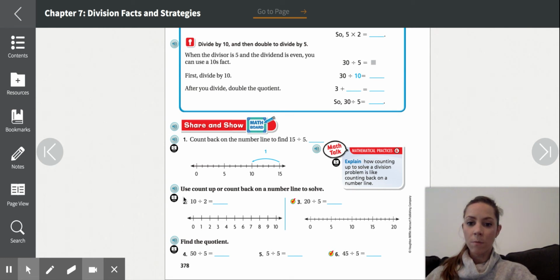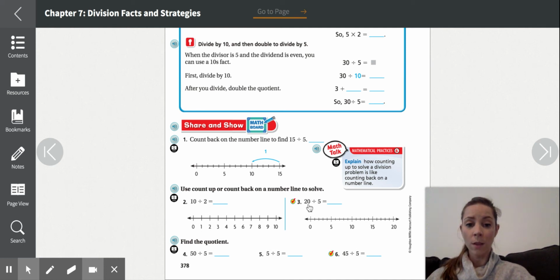All right. The next set of directions says use count up or count back on a number line to solve. So remember we said you could start with 0 and go forward and get to your total 10, or you could start with the 10 and go backwards. This 2 is telling you how many in each. Otherwise, you wouldn't know how many to put inside of the groups if you made this 2 the number of groups or the number of jumps. I know I would do 2 jumps, but how would I know how many to put inside? So use the 2 as how many in each.